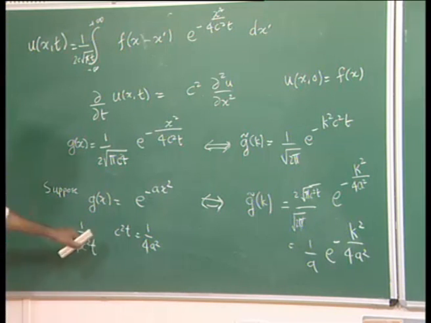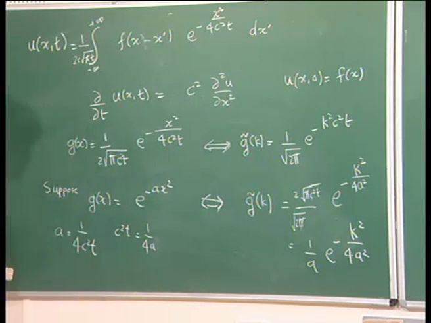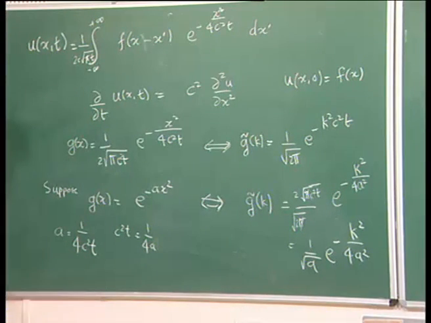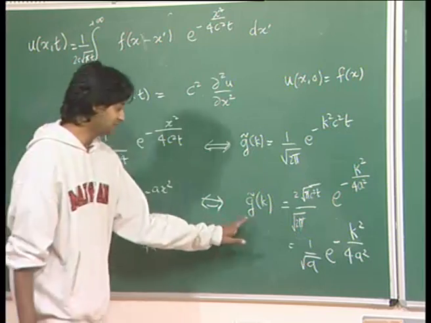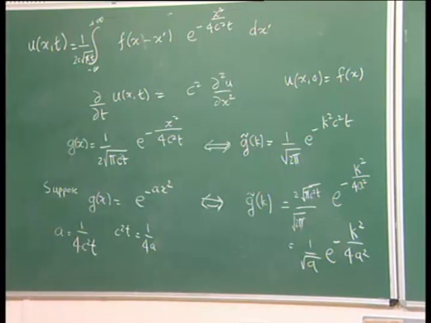Okay, let me make sure I got that right. So the final result you got is the following. If g of x is e to the minus a x square, then g tilde of k is 1 over root a e to the minus k square by 4 a square. Okay. So that is the result that we have shown.